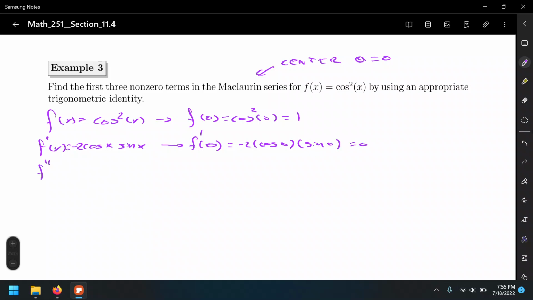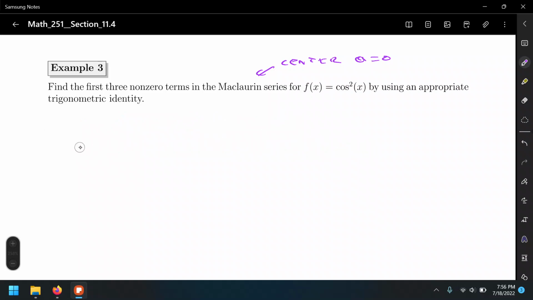Now take the second derivative. Well, second derivative, see how it already requires a product rule. So no, I don't think this is a good way to get the power series right here.